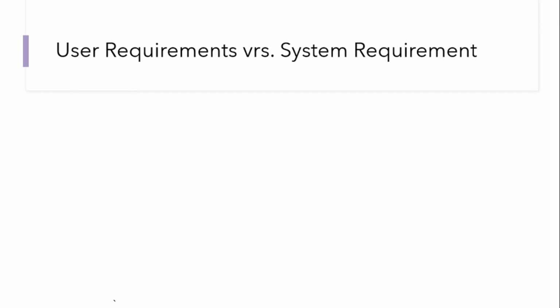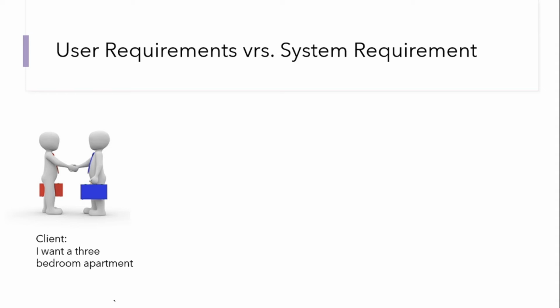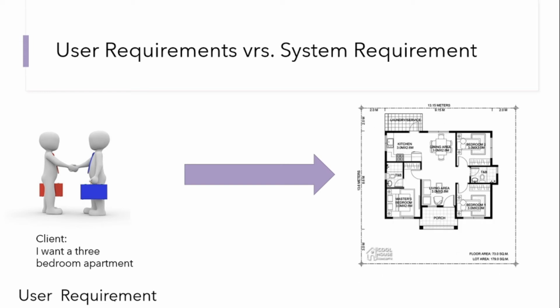Now, to better understand user requirements and system requirements, let's look at this example. Assuming you are a building contractor and a client comes to you and says, hey bro, I need a three-bedroom apartment. The statement he made is the user requirement: I need a three-bedroom apartment. It is up to you as the contractor to convert what the user has just said into a technical format that can really produce the actual thing the client is looking out for.